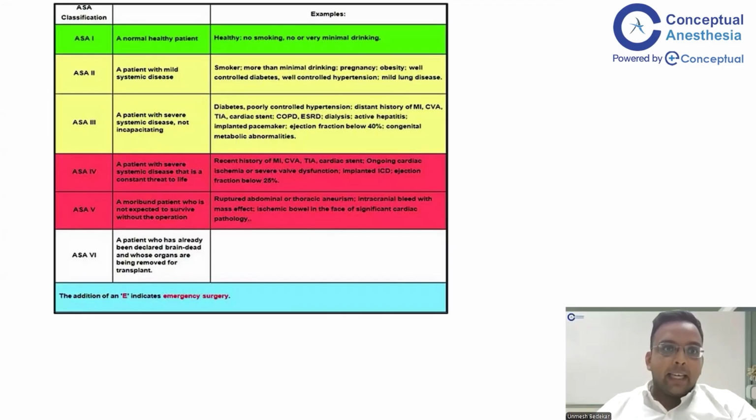So an ASA grade 5E will suggest that the aneurysm has been ruptured and the patient has to undergo some procedure or the other to plug the leak. So when we add the suffix E, it indicates the emergency nature of the surgery. So when we have an ASA picture in our mind, we can accordingly classify our anesthesia management plan accordingly.